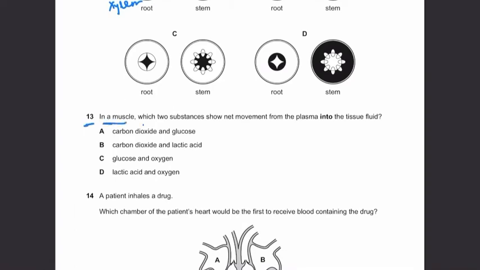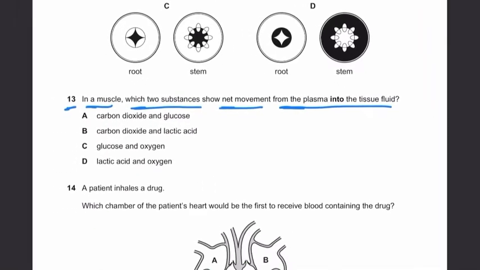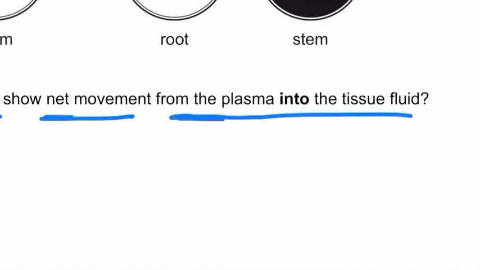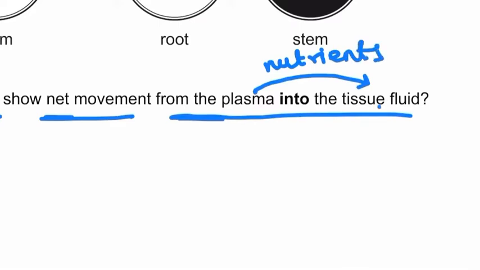In a muscle, which two substances show net movement from the plasma into the tissue fluid? Guys, if we talk about a muscle, which two substances show net movement from plasma into the tissue fluid? Always remember this point: from the plasma, nutrients will go into the tissue fluid, and from the tissue fluid, waste products will go into the plasma.